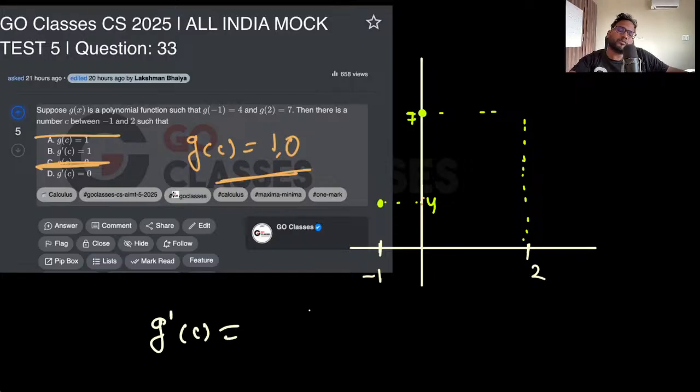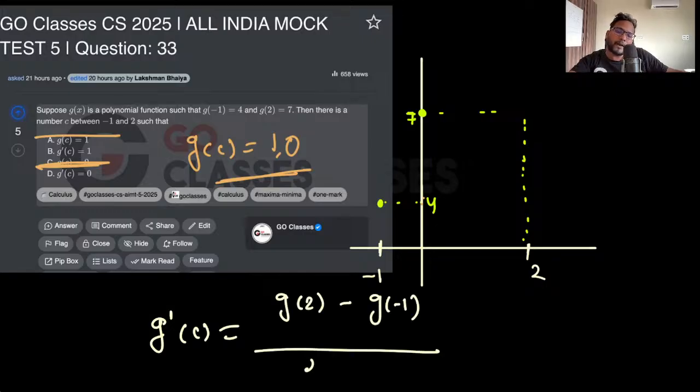G dash C equals G of 2 minus G of minus 1 upon 2 minus minus 1. Basically, it means that it is a slope, right? Slope of the curve. There will be some point C, between minus 1 and 2, right? So basically, this is G dash C, right?